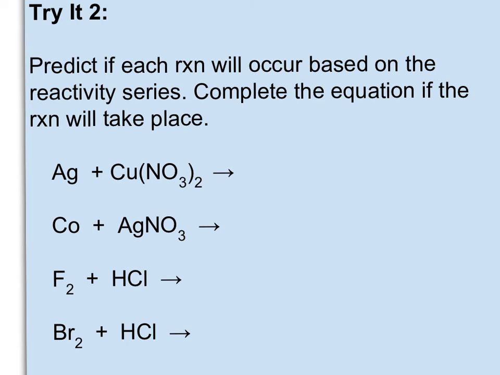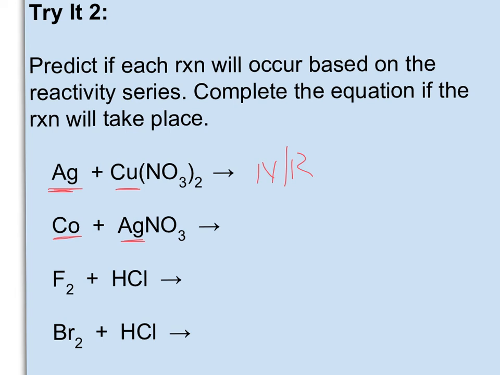So with Ag, silver metal, plus copper nitrate, what I need to know is, is this metal more reactive than copper? And the answer is no. So this reaction will not take place. NR, no reaction. In my second example, I've got cobalt with silver nitrate, and if you look on a reactivity series, cobalt is more reactive metal than silver.